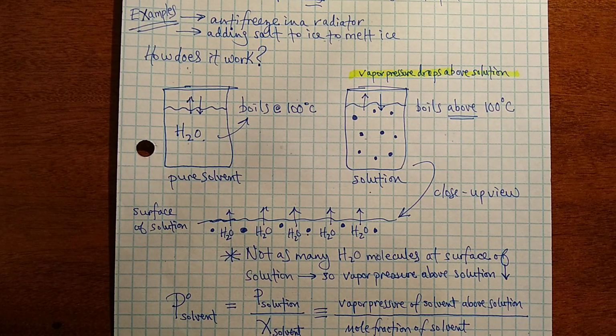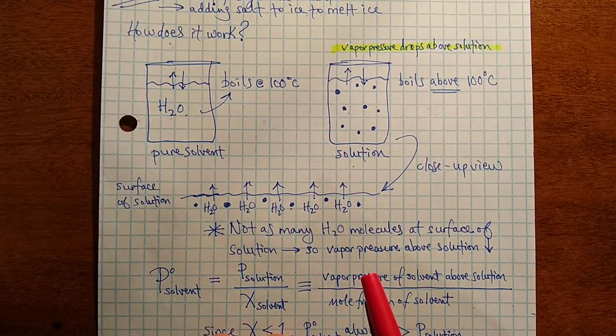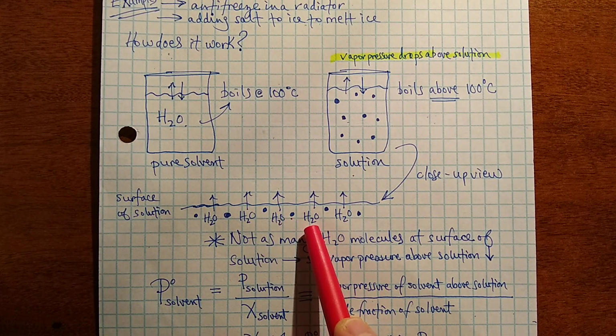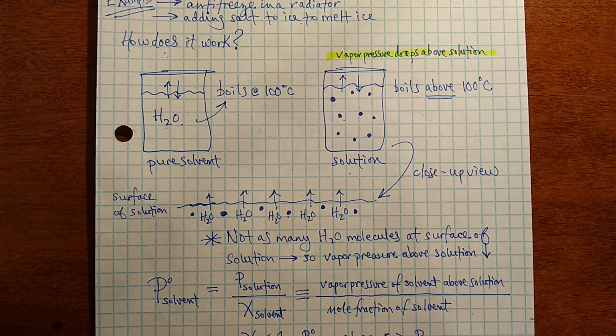100% water. The same idea goes for freezing point. When water freezes at 0 degrees Celsius, it means that the liquid water molecules are slowing down and they form a piece of ice.